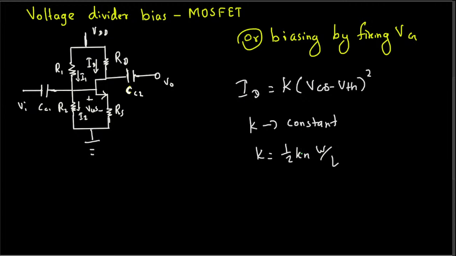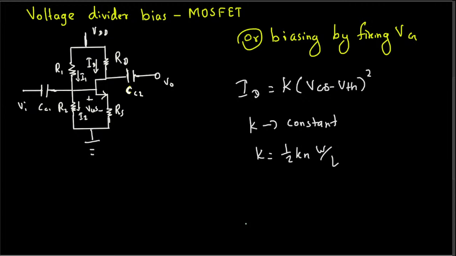And usually if you have a question, the Kn value will be provided in the question, so that's nothing to worry about. The W over L ratio also will be provided. There will be questions where you have to find the width or length, something like that. So various things you can do with this equation.